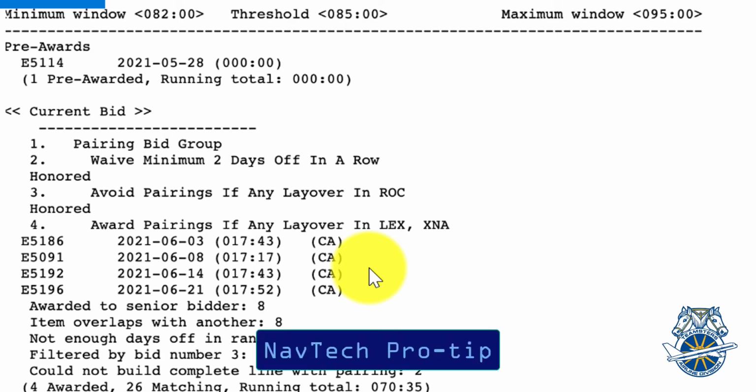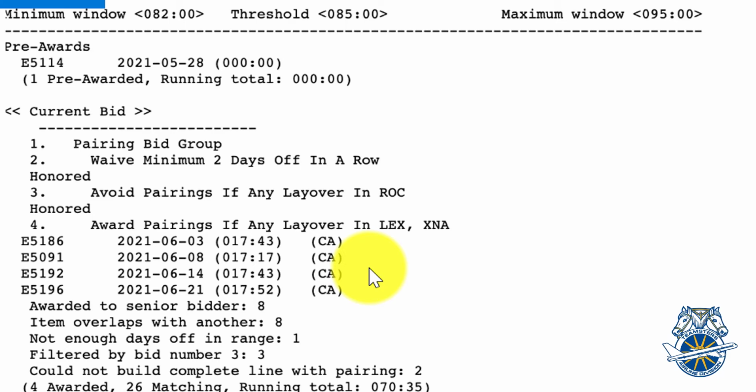So wow, they may not have specifically wanted the Lexington or XNA overnight. It could have just been that those were higher credits, and that's how they bid it. Yeah. So they didn't target it specifically. You were targeting it for the overnights. Okay. And so we see that some senior bidders were also bidding in that same kind of category.